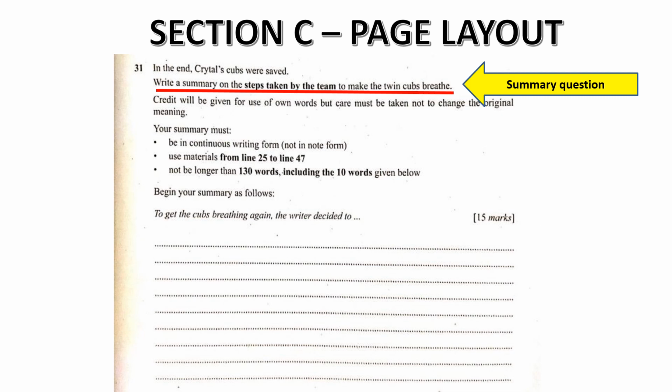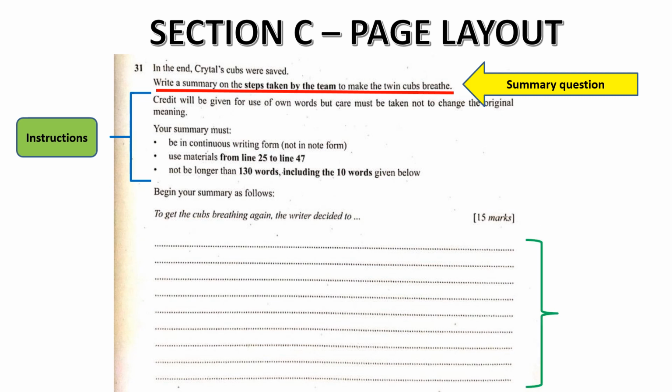Like this one, there is only one question, which is steps taken by the team. Below the question will be the instructions, what you need to do. Normally they are the same thing except for the numbers, which we will see later. And finally, these blank lines are the blank space for you to answer summary questions.